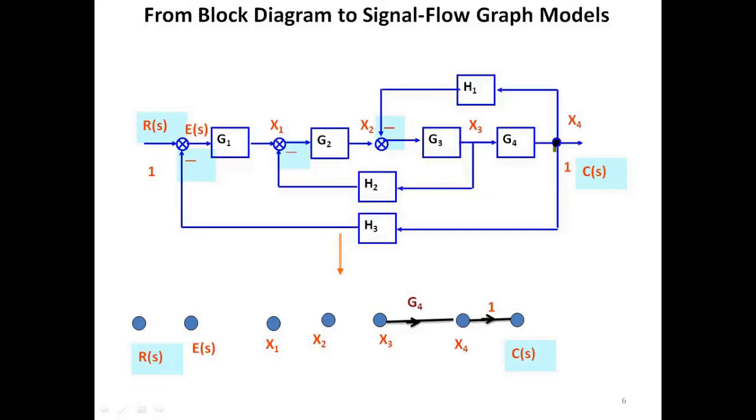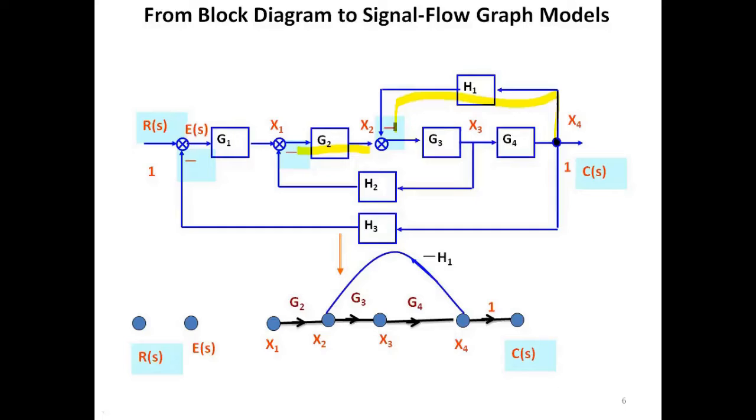With respect to node X3, we have a branch which is moving from X2 with a branch gain of G3. With respect to X2, we have two incoming branches, one from X1 and the other from X4, which are moving towards X2. Hence, we can draw the graph from X1 with a branch gain of G2 towards X2. And in addition to that, from X4, we have a branch gain of minus H1, which is moving towards X2.